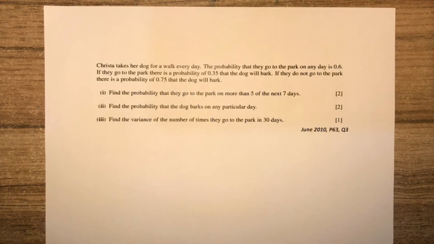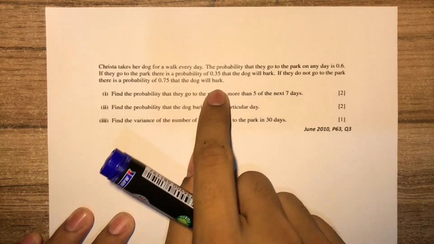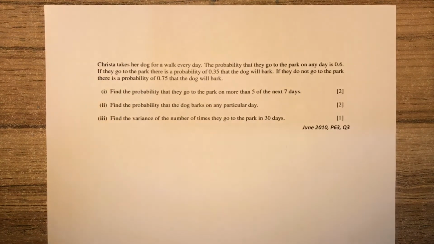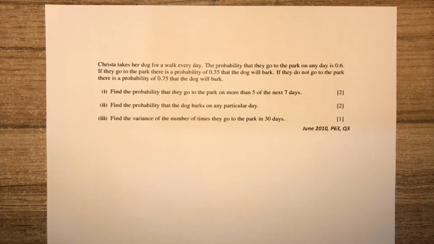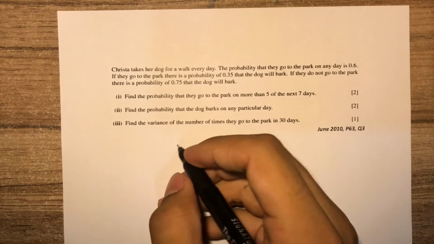Next question. Krista takes her dog for a walk every day. The probability that they go to the park on any day is 0.6. If they go to the park, there is a probability of 0.35 that the dog will bark. If they do not go to the park, there is a probability of 0.75 that the dog will bark. Okay, so we don't need a tree diagram over here, but we'll just draw it, as it might help us in the parts.